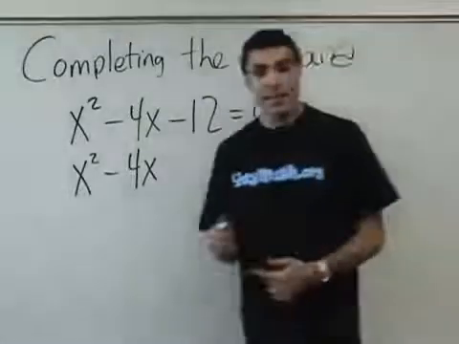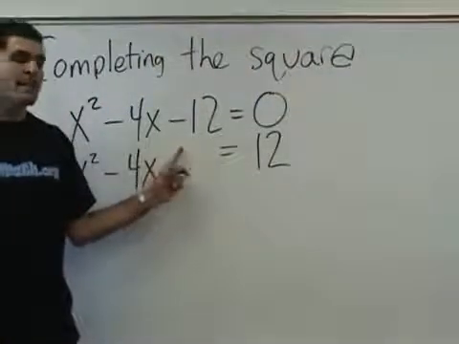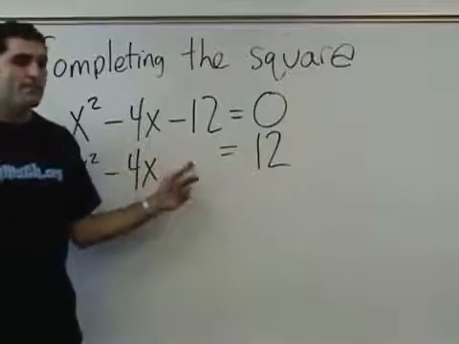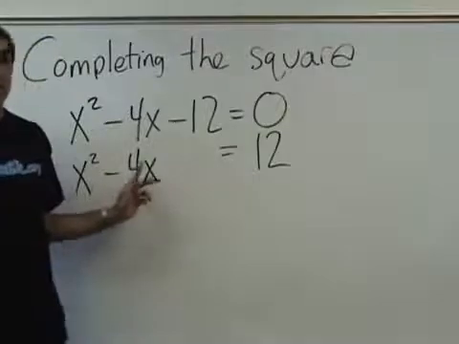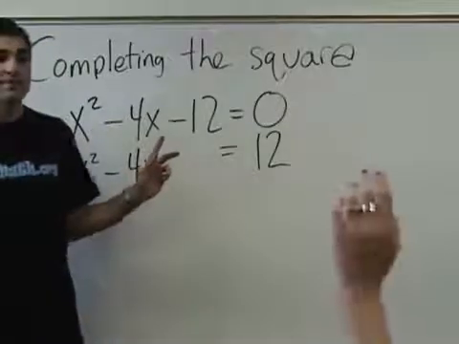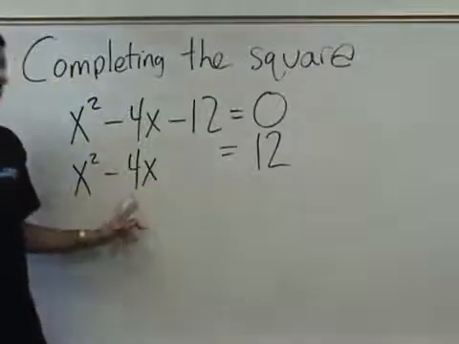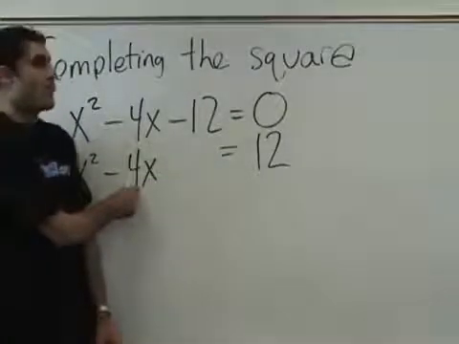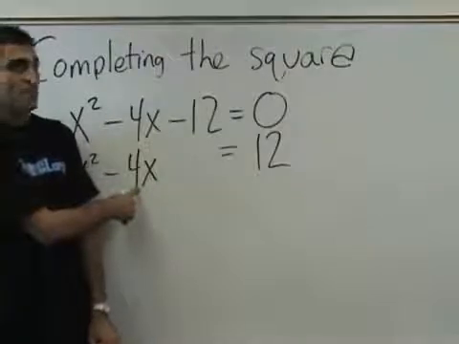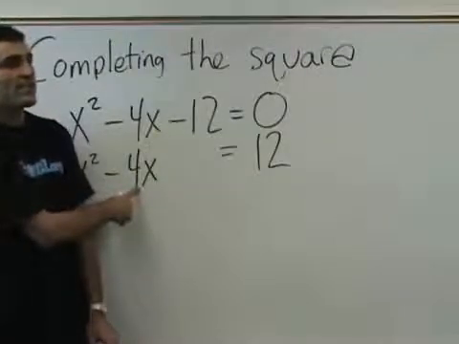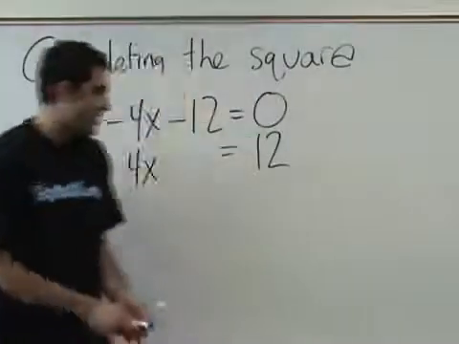So you're getting the number. What do we do to get this number here? We take our b, and then you square it. Not square first. What do we do first? Divide it by 2 and then square that. So this number, negative 4 divided by 2 is negative 2. And that squared is 4. So we add 4 to both sides.